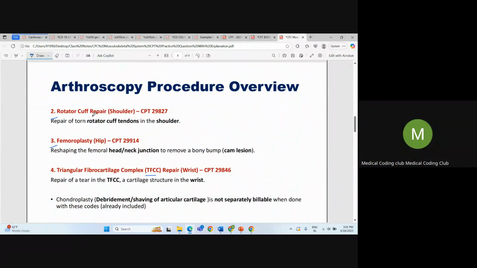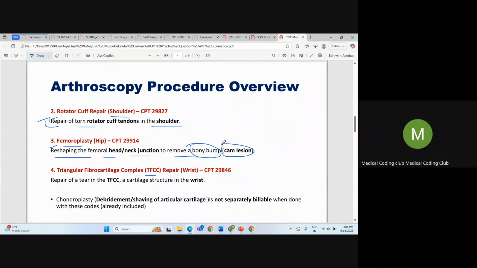So rotator cuff repair, on the shoulder. So repair of a torn rotator cuff tendon in the shoulder. This is the procedure they are going to do under rotator cuff repair. Next we have one more important procedure, that is femoroplasty. Femoroplasty is reshaping the femoral head or neck junction to remove a bony bump.